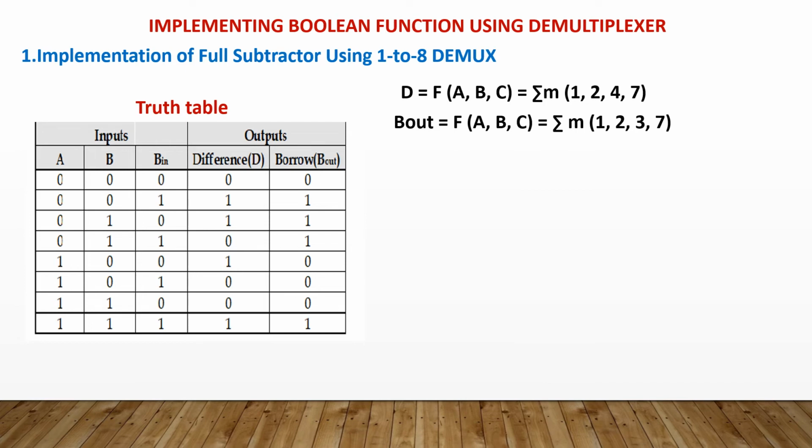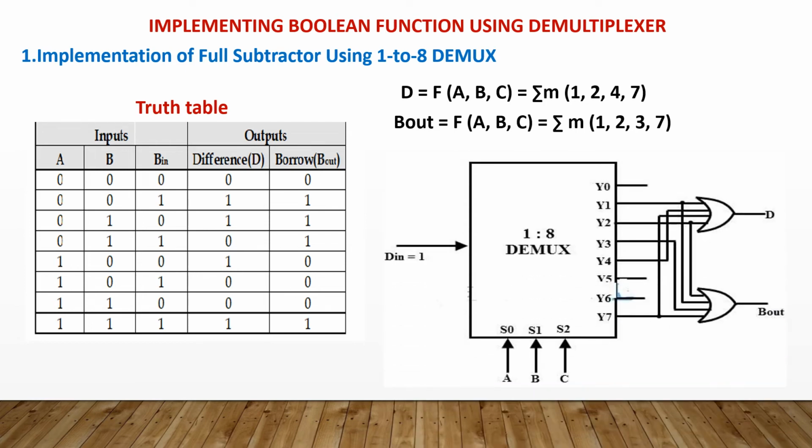So now we can implement using a 1 into 8 demultiplexer circuit. Since it is a 1 into 8 demultiplexer, it will have only one input, that is D in, which is equal to 1. And 1 into 8 demultiplexer means 1 into 2 power 3, where 3 denotes selection lines. So here the selection lines are S2, S1, S0. According to this, the variables are A, B, C. And from the demultiplexer circuit, we will be getting 8 distinct minterms.